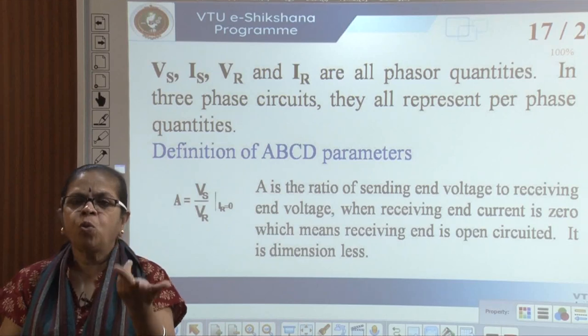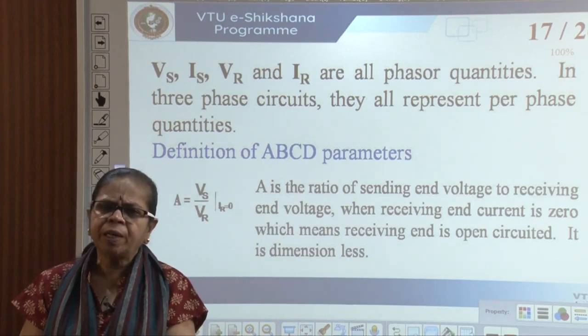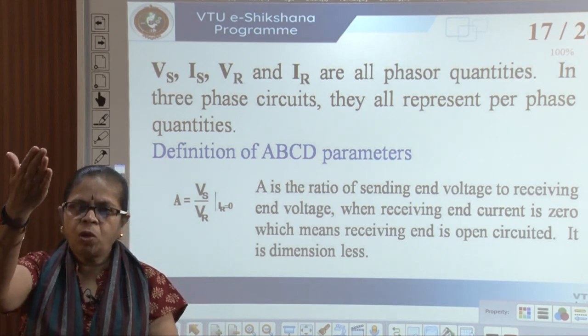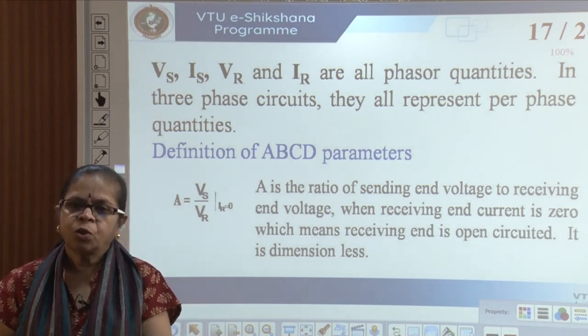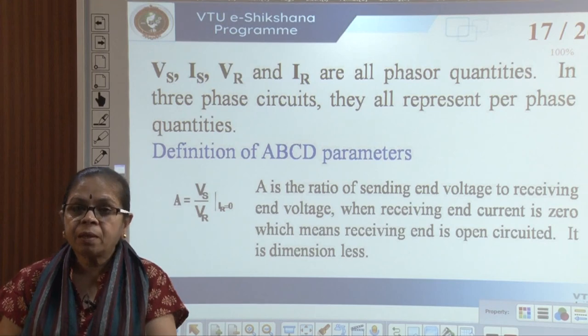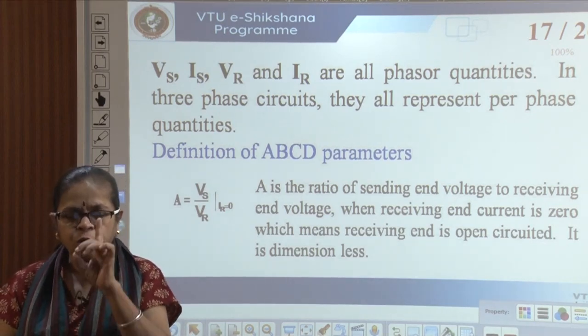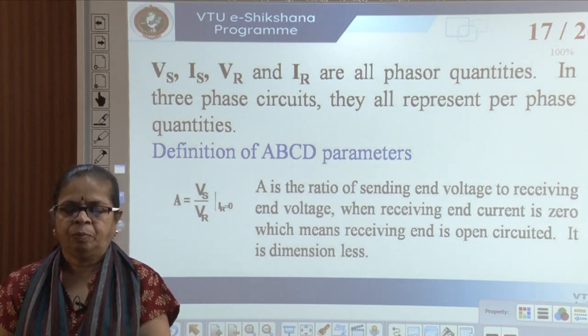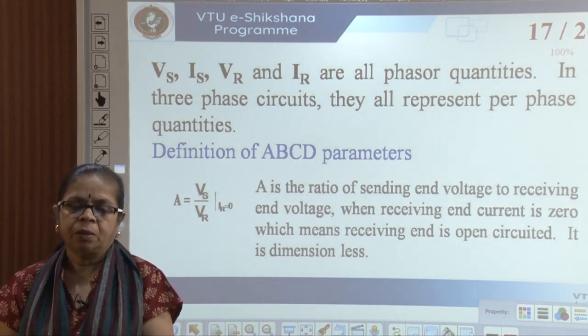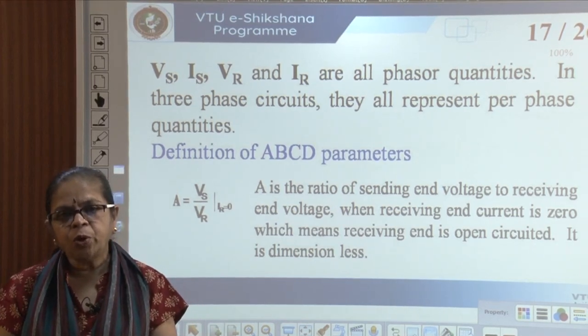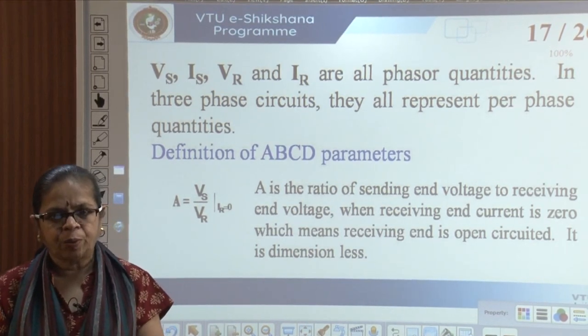So it is a ratio of two voltages. So what dimension will it have? No dimension, because numerator is volts, denominator is volts. So A will be a dimensionless parameter. Be very careful as engineers, you should always write the units, very very important. So A has no unit, it is dimensionless.